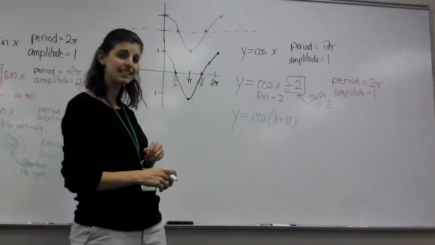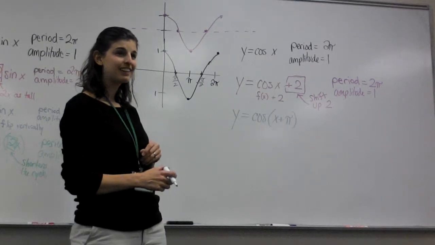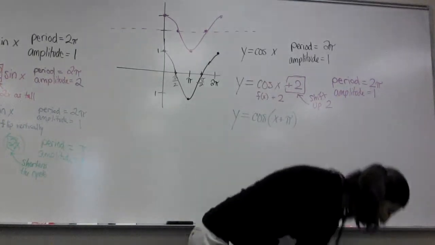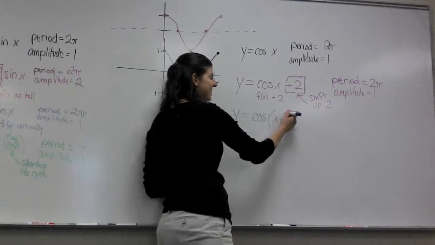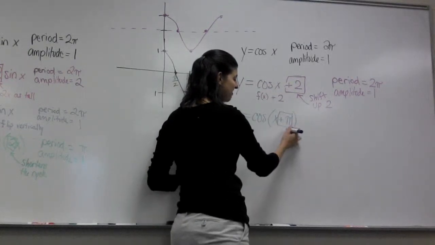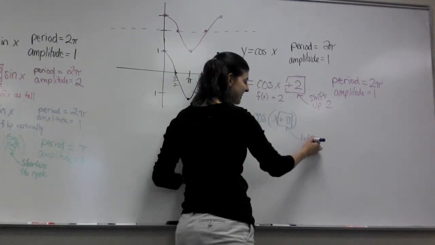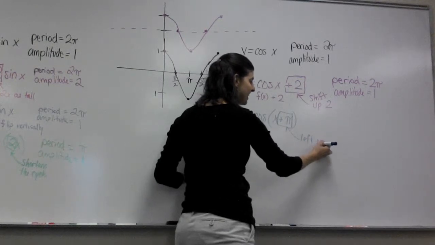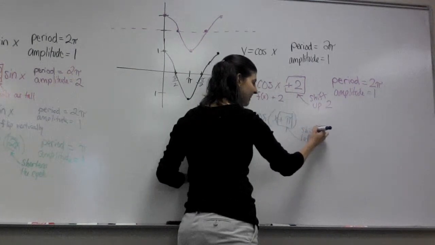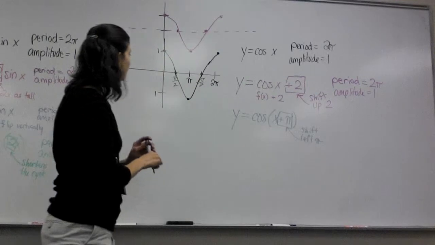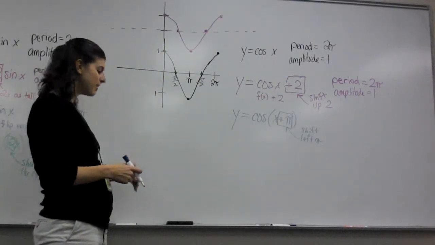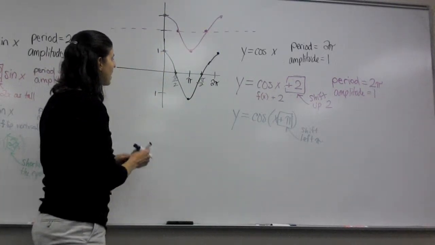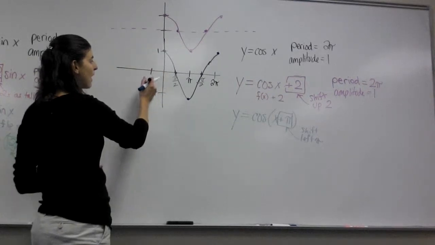I'll give you a hint. It's not going to move to the right. It's going to move to the left. Okay? So this is going to shift left pi units. I'm going to take my original parent function and shift left pi units.